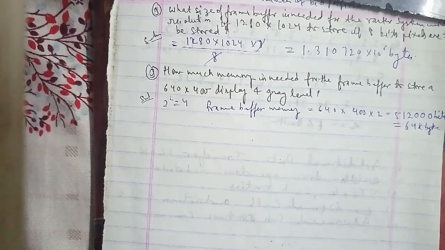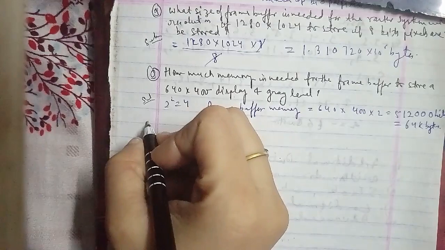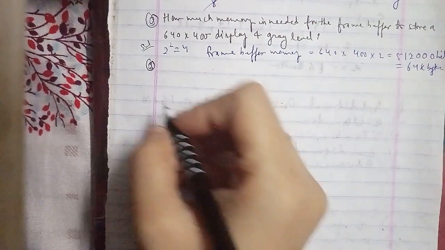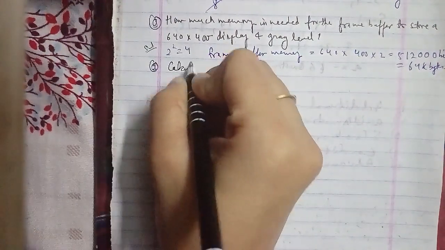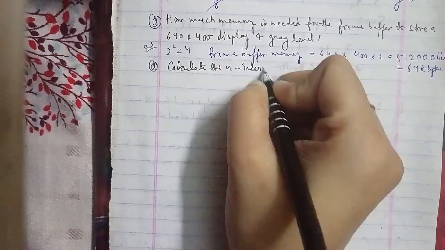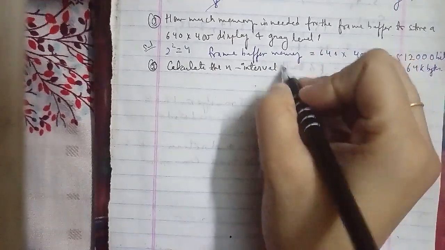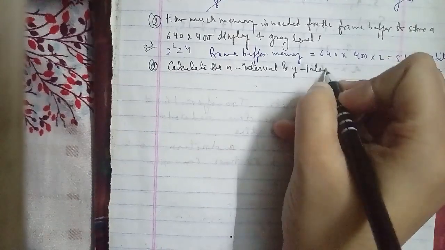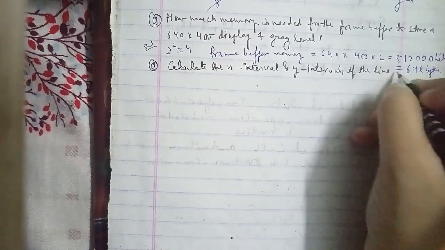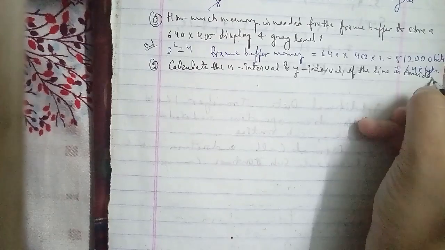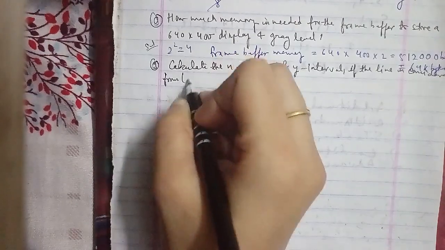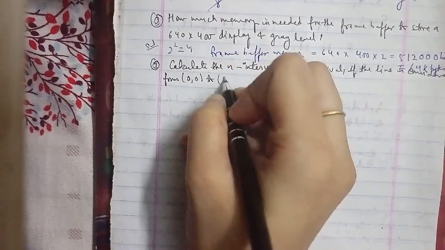So the question we have here: calculate the x interval and y interval if the line is considered from 0, 0 to 3, 2 using the DDA algorithm.